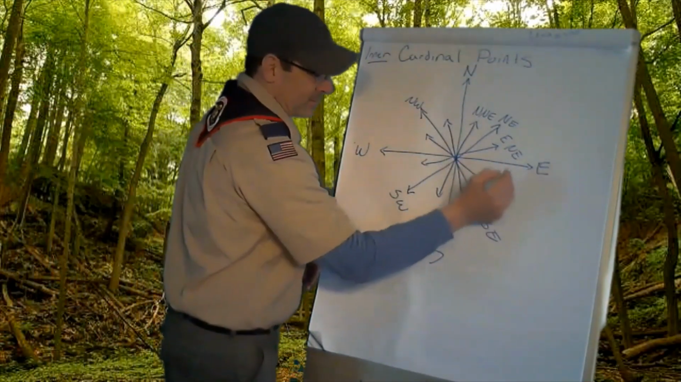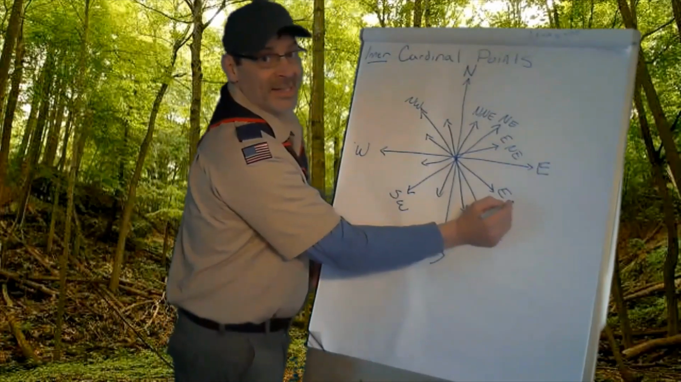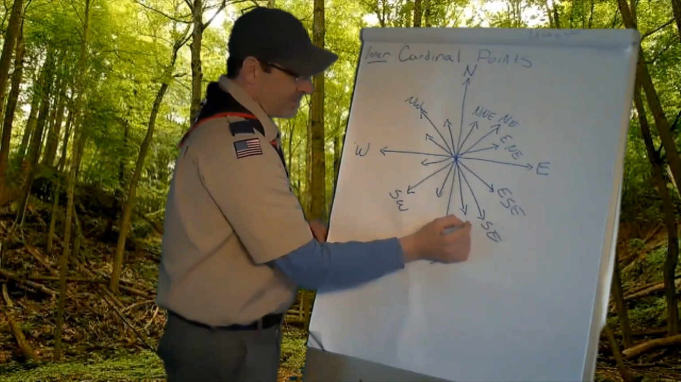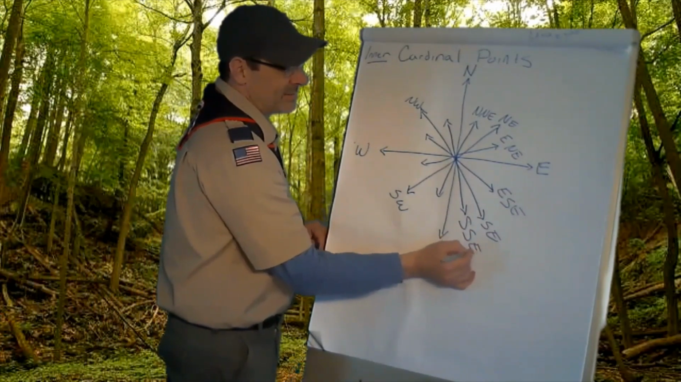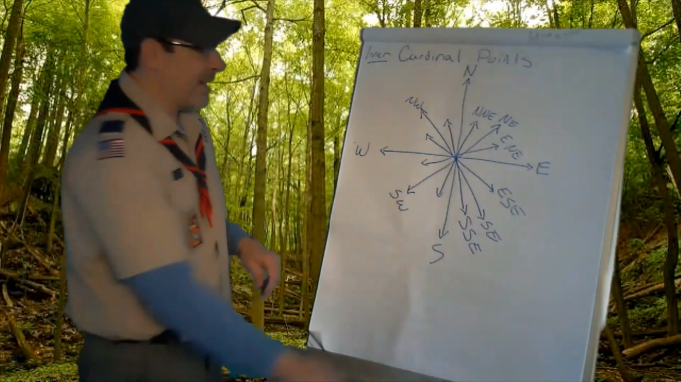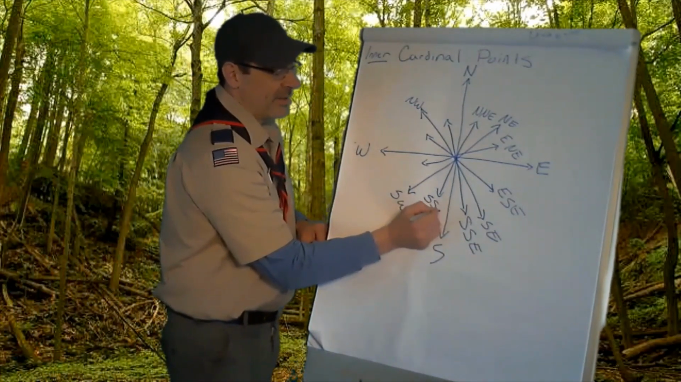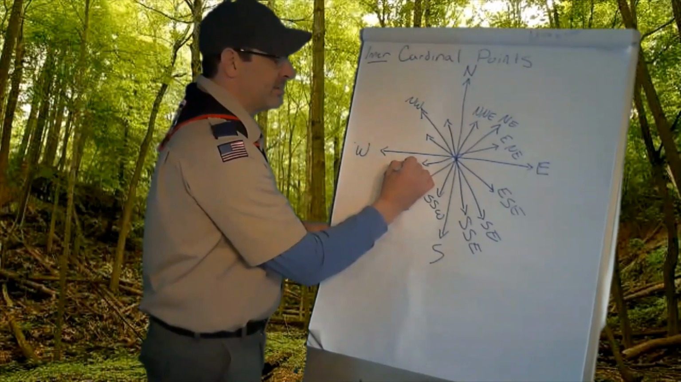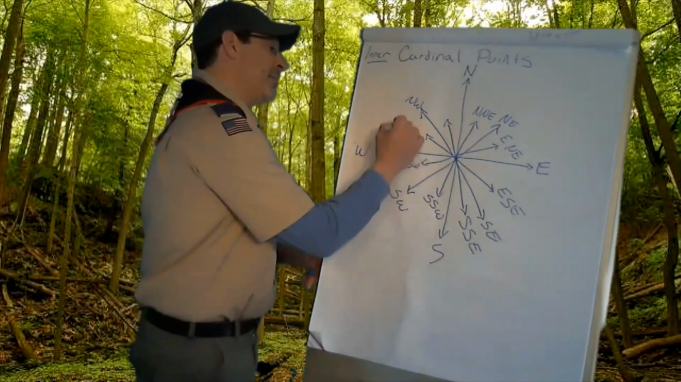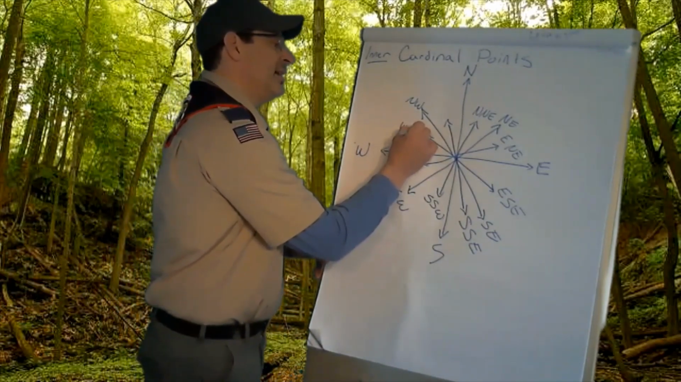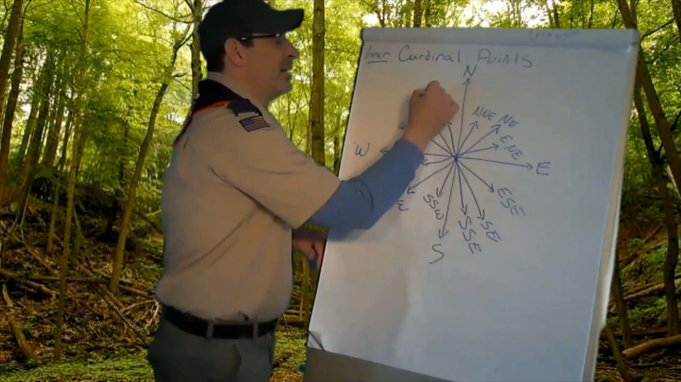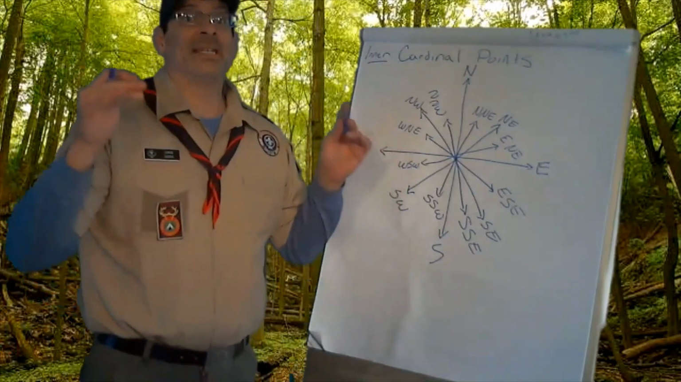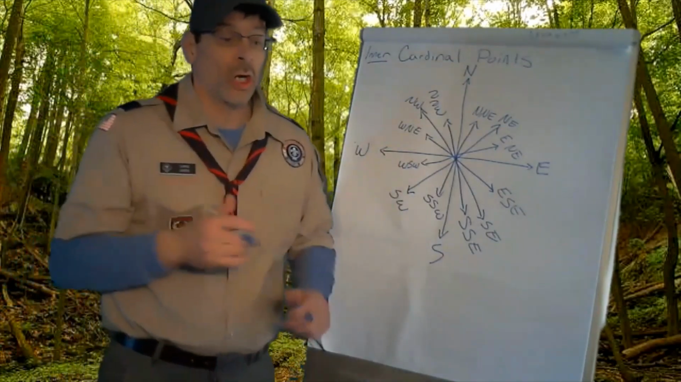This one here is closer to east. East, south, east. And this one down here is close to south, and this is south, south, east. Okay, so we're going to work our way around. This one here is south, south, west. And then above that, we have west, south, west. Above that, we have west, north, west. And we have north, northwest. Okay. So those are your 16 cardinal and inner cardinal points.